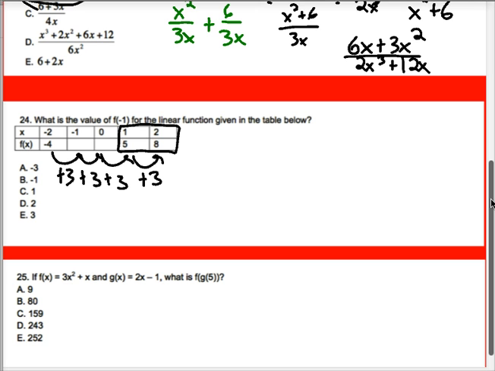So what that means in the end is I'm going to take that negative 4, add 3 to it. That's going to leave me with negative 1.